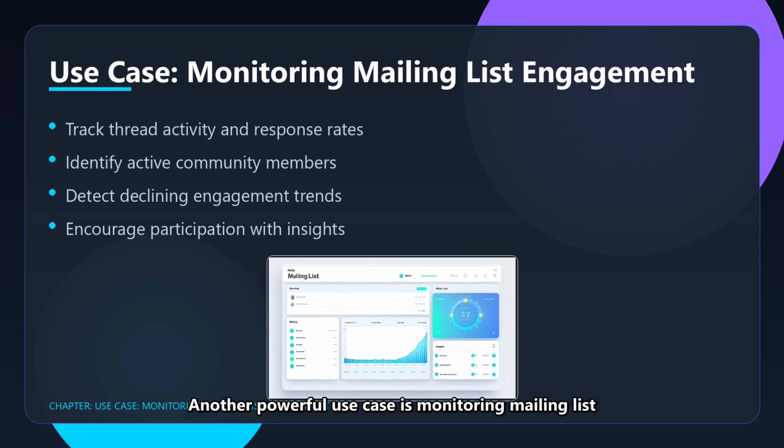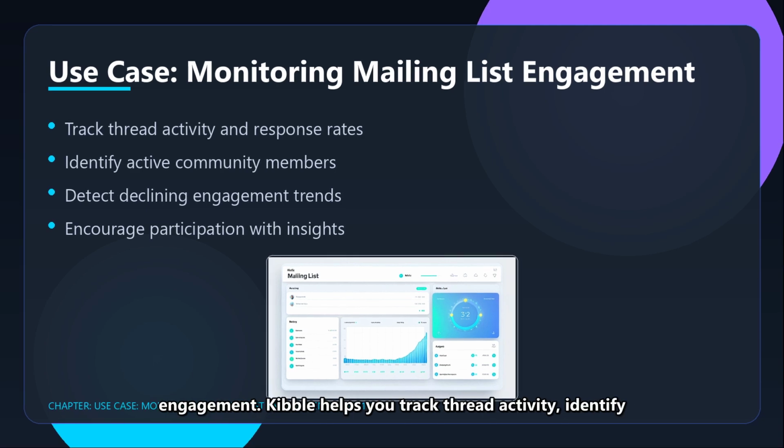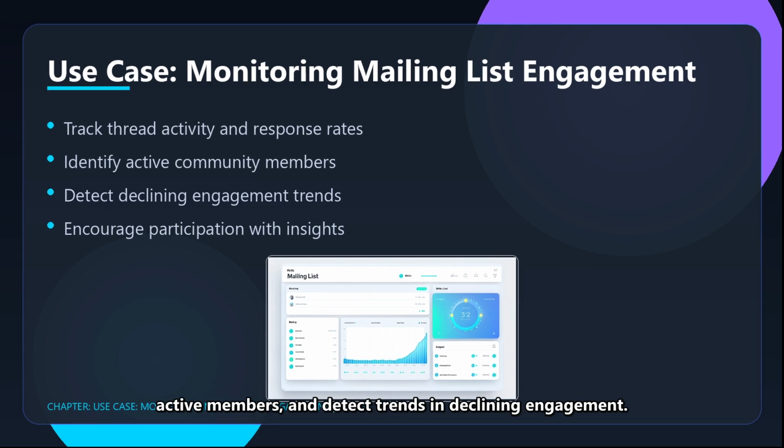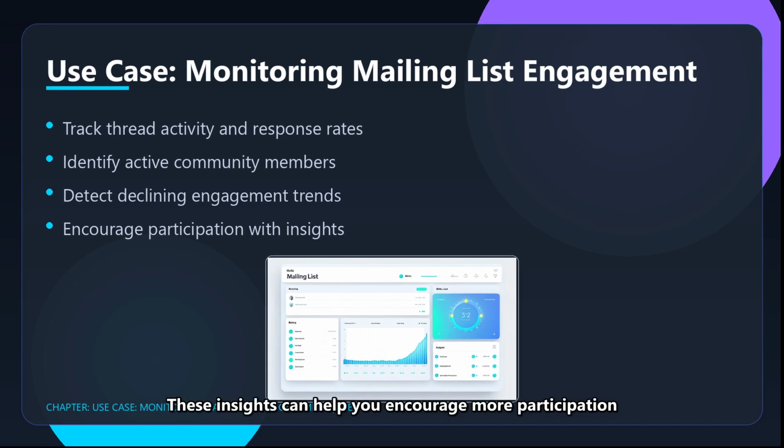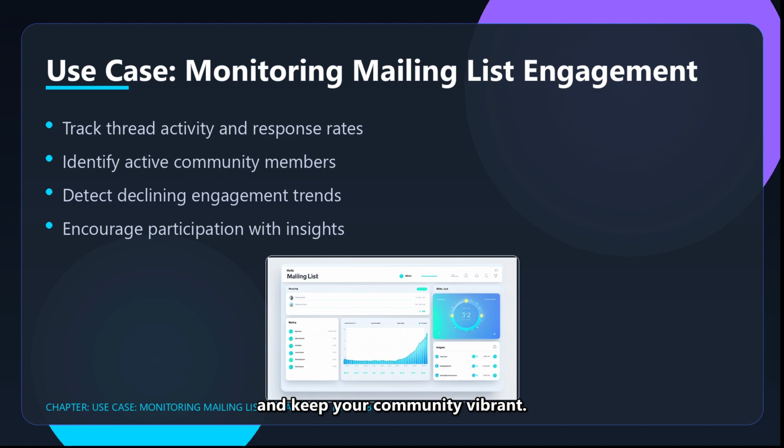Another powerful use case is monitoring mailing list engagement. Kibble helps you track thread activity, identify active members, and detect trends in declining engagement. These insights can help you encourage more participation and keep your community vibrant.